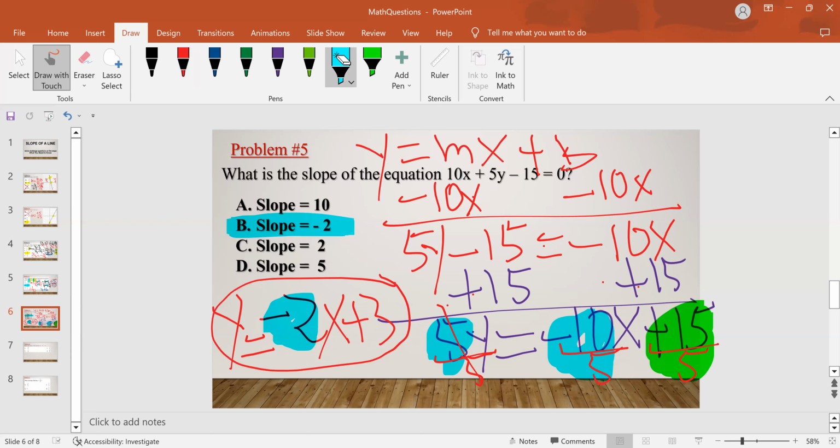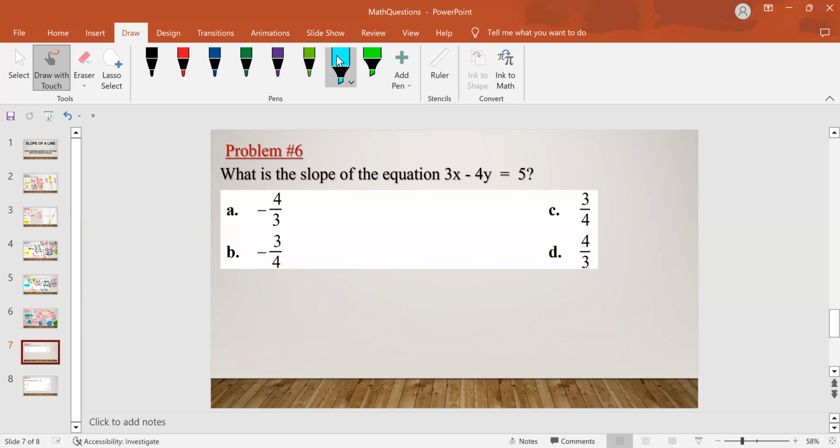Okay, let's continue. We have a similar question. We have 3x minus 4y equals 5. Again, to find the slope, we need to rewrite the equation. Every time you have an equation, if it's not in the form y equals mx plus b, you have to rewrite it in that form. So if I take 3x minus 4y equals 5, I want to solve for y because I want to get y alone before I check the value of the slope.